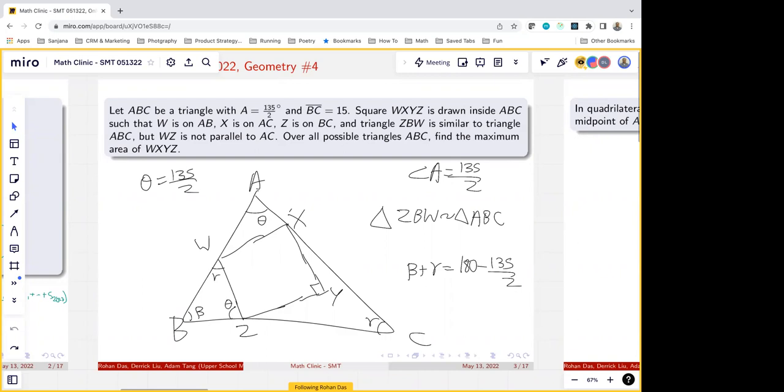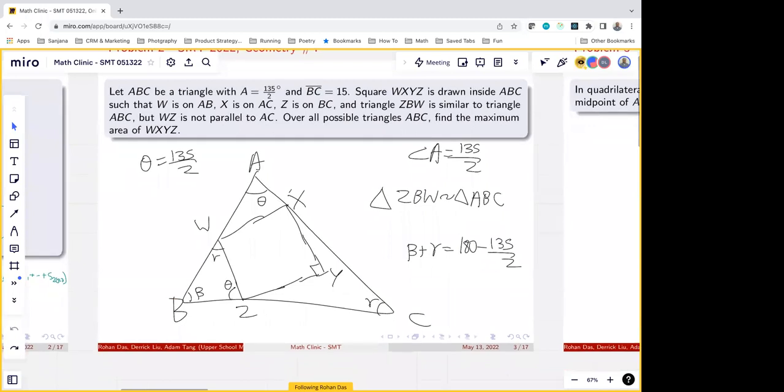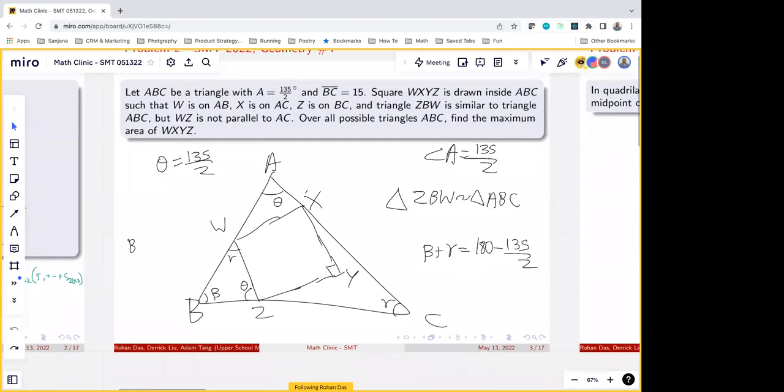Another thing we can extract from the similarity condition is the ratios of the side lengths. And from this, we know that BZ over BA is equal to ZW over AC and is equal to BW over BC. And we want to choose two of these ratios to focus on. We definitely want to focus on ZW as it involves the side length of the square.